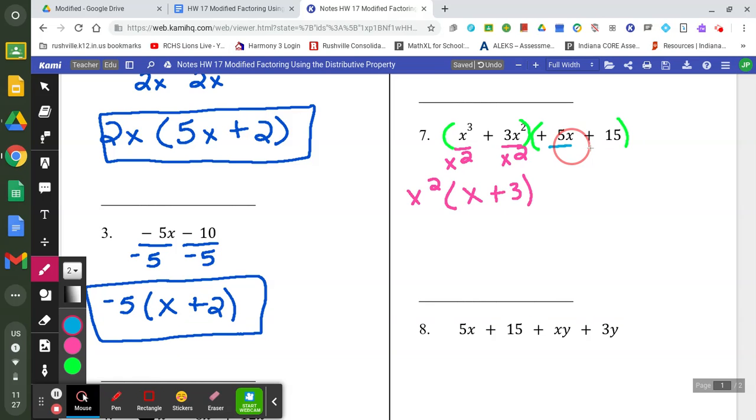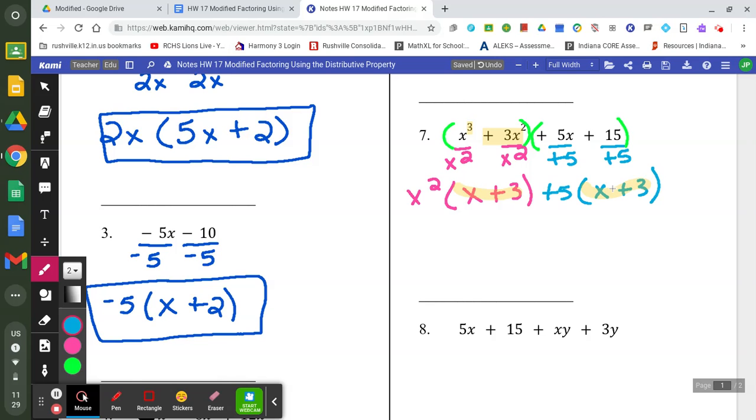So between these two, the greatest common factor is not a letter because they both don't have a letter, but it's a plus 5. So then that goes right here. So 5x squared divided by 5 is x. 15 divided by 5 is a positive 3. And you'll notice, hopefully, that this parenthesis and this parenthesis match. I don't know why that's highlighted, but I wanted to highlight these.